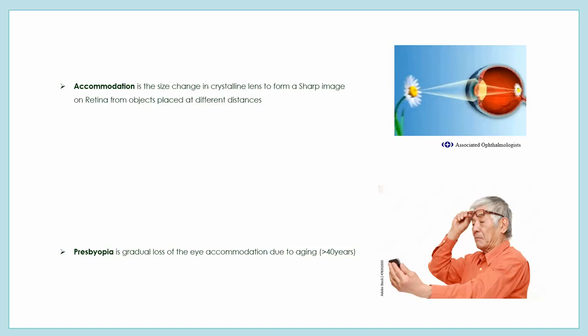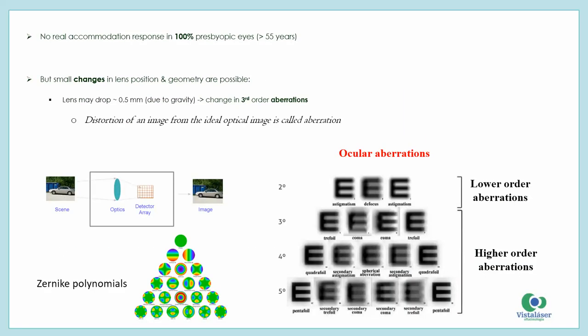After understanding the accommodation, we can get familiar with another term, presbyopia, which is gradual loss of the eye accommodation due to aging, so lens cannot change its shape, and senior people have difficulty for seeing near objects, and they use positive lens for reading. Presbyopia starts around age 40, and around age 50 we can see eyes lose accommodation ability completely. But still small changes in lens position and geometry are possible.